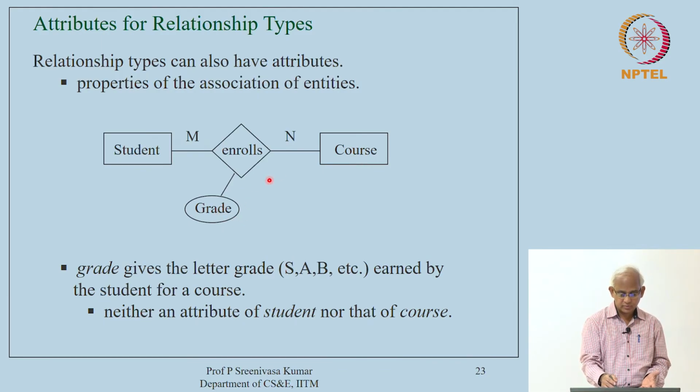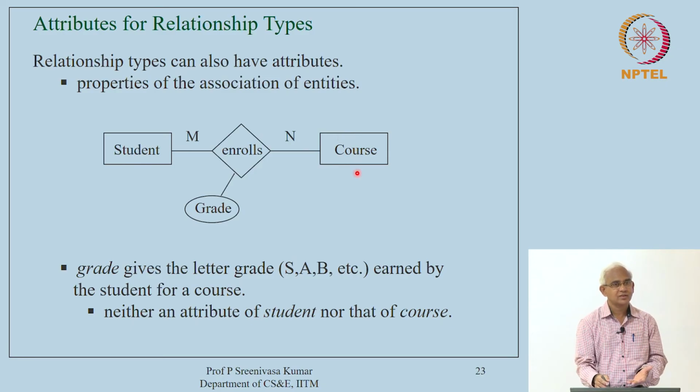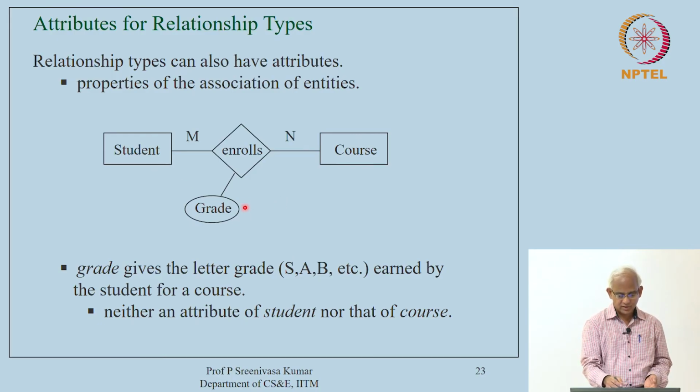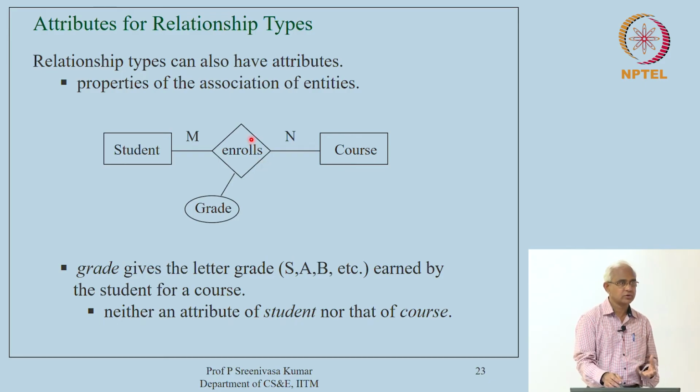In a similar way, it cannot be an attribute of the course, because what do we mean by giving a letter grade to a course, right. So when the student has taken a course, then that association is the one that has the grade attribute. So many times it is natural to give this facility of having attributes to the relationship types also, and so we do give that option, and so attributes can be associated with relationship types.